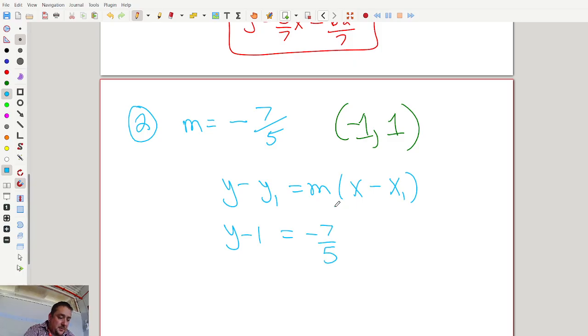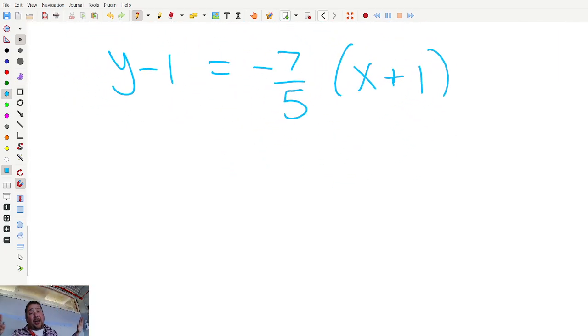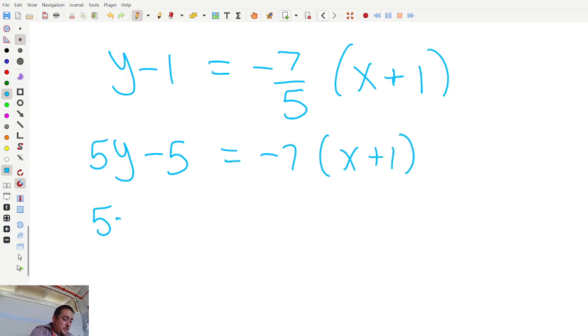Negative 7/5 times x minus negative 1. Let's just call that plus 1 from now on. Here we go. Algebra conversation. I could distribute the negative 7/5. I don't want to. I'm going to multiply everything by 5 because it's easier. So we have negative 7 times x plus 1. Distribute the negative 7.